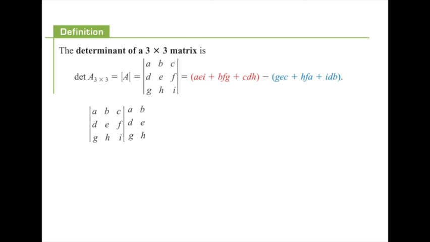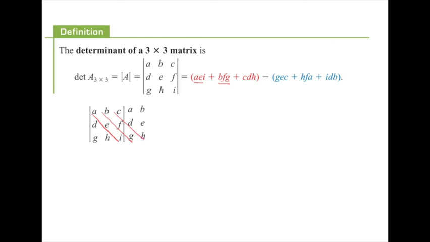So what you're really doing here is you are taking the 3 diagonals that you can get from that top row. So multiply A, E, and I, plus B, F, and G, plus C, D, and H. That's your first group.